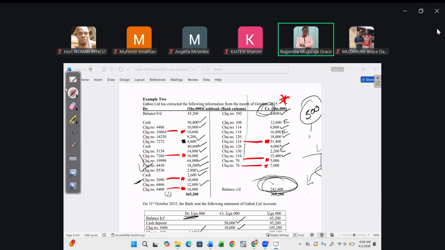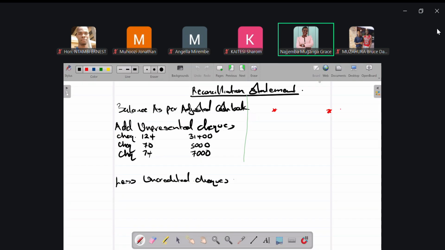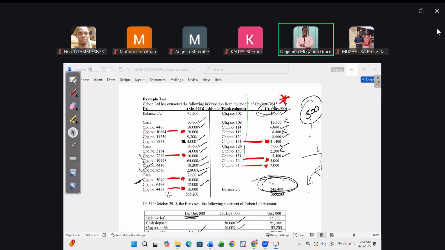So now that is all. We only have 3 under unpresented checks. We shall get the total. All these are marks. Every entry that's a mark, you collect in marks. You leave it at that. Then you move to uncredited. Check number 7272.